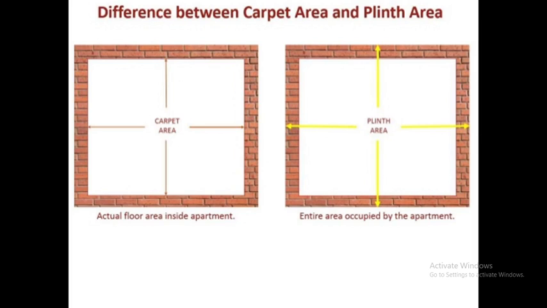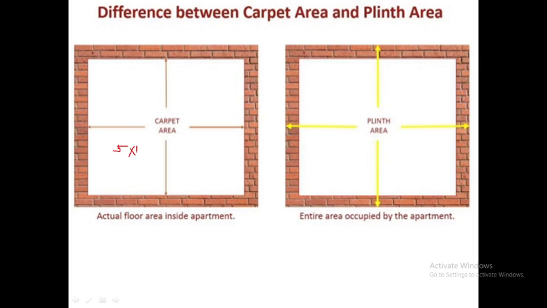And the difference between the carpet area and the plinth area. The carpet area is 80% of the plinth area. That is, carpet area means the area. Suppose consider this is a room and this is the wall thickness. Suppose the wall thickness is 20 centimeter and the size of the room is 5 meter by 4 meter. Then how to calculate the carpet area and the plinth area?